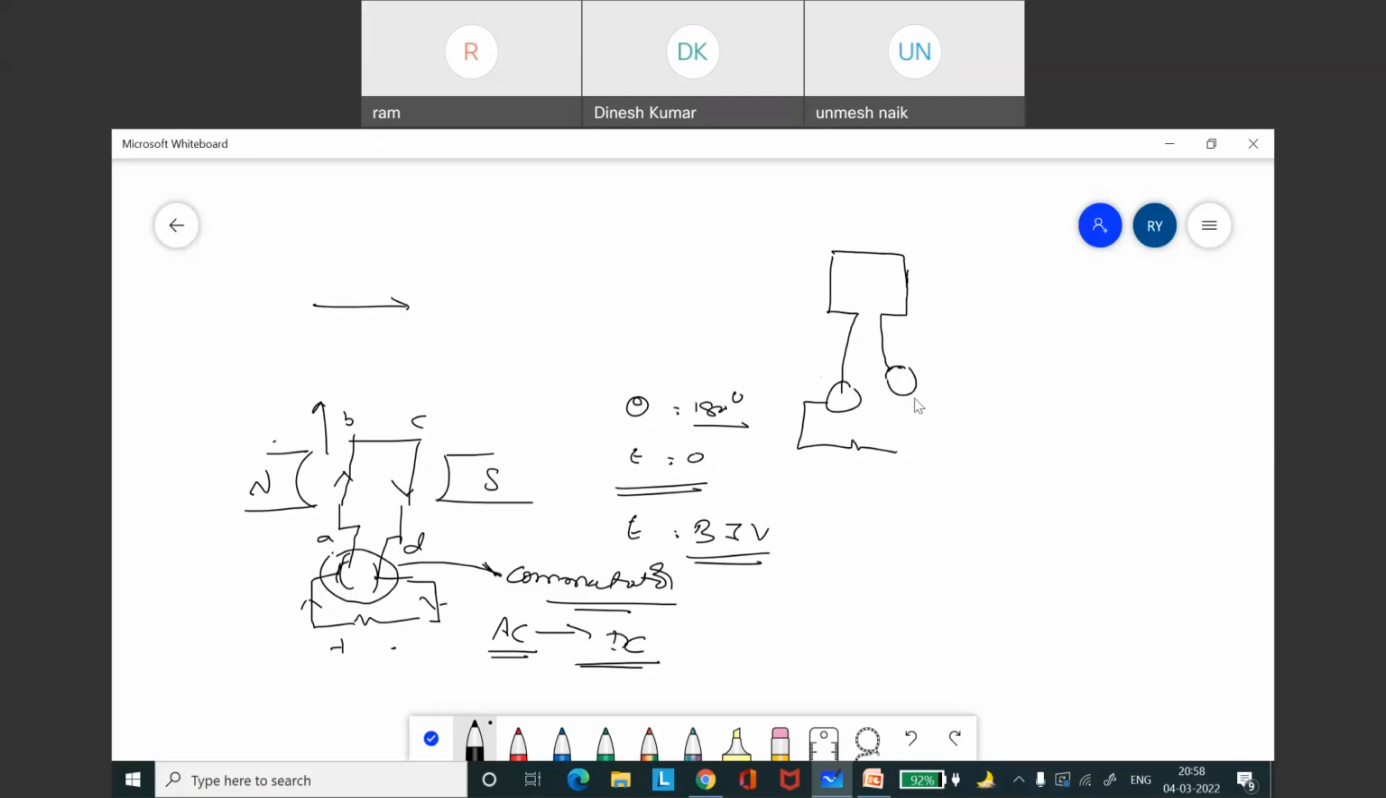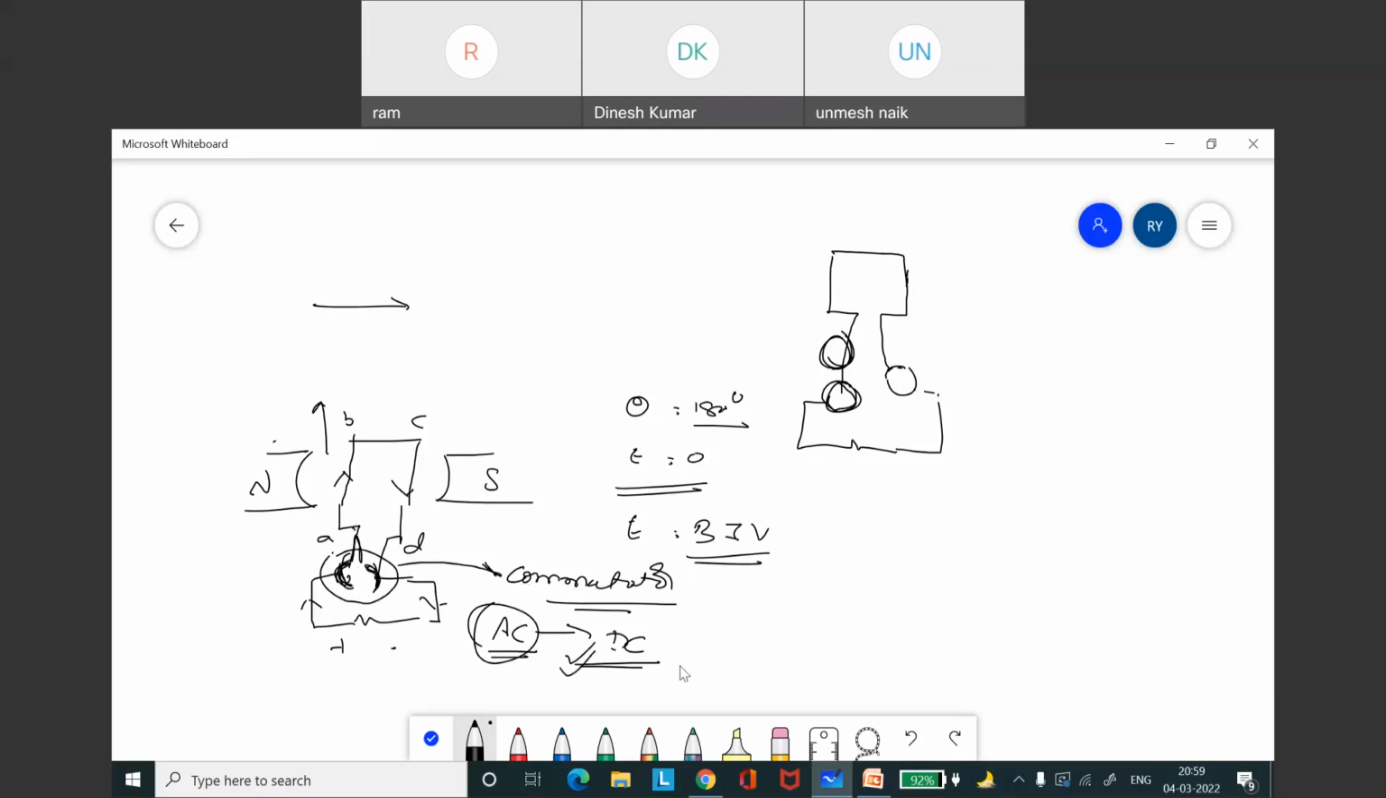Here I have the resistor. If you see this portion of the coil, it always stays in this slip ring, though the coil rotates. But if you take this portion of the coil, for 180 degrees it is under this slip ring, and for the remaining 180 degrees it is under this slip ring. Because of this differentiation, commutator action takes place and the AC supply is converted into the DC supply.